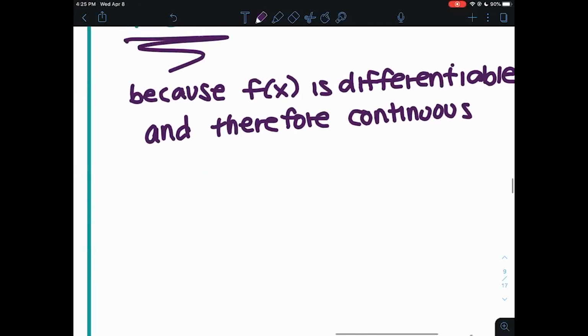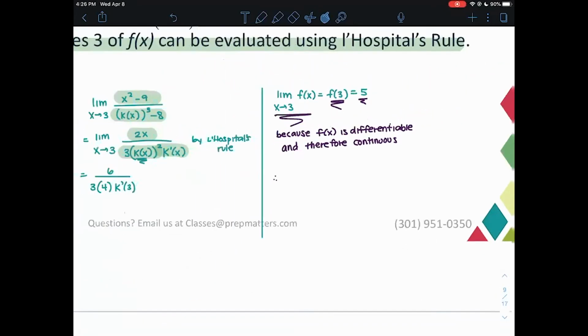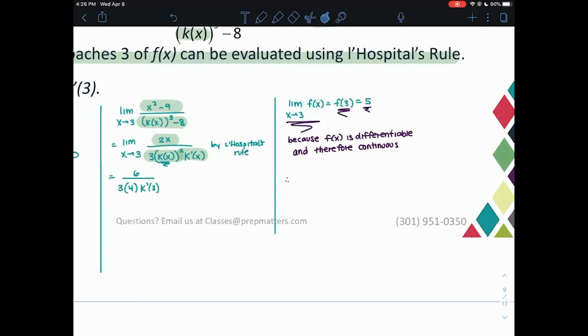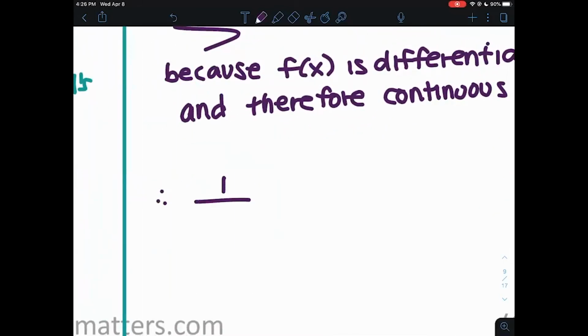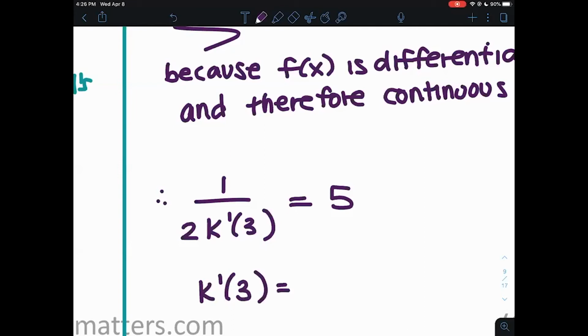Now, last step. That's going to mean that this limit, let's go back to this. 6 over 12, so 1 over 2, k prime of 3. That simplification of the limit that we just evaluated is going to equal 5. And that will let us solve for k prime of 3, and we'll see that that's 1 over 10.